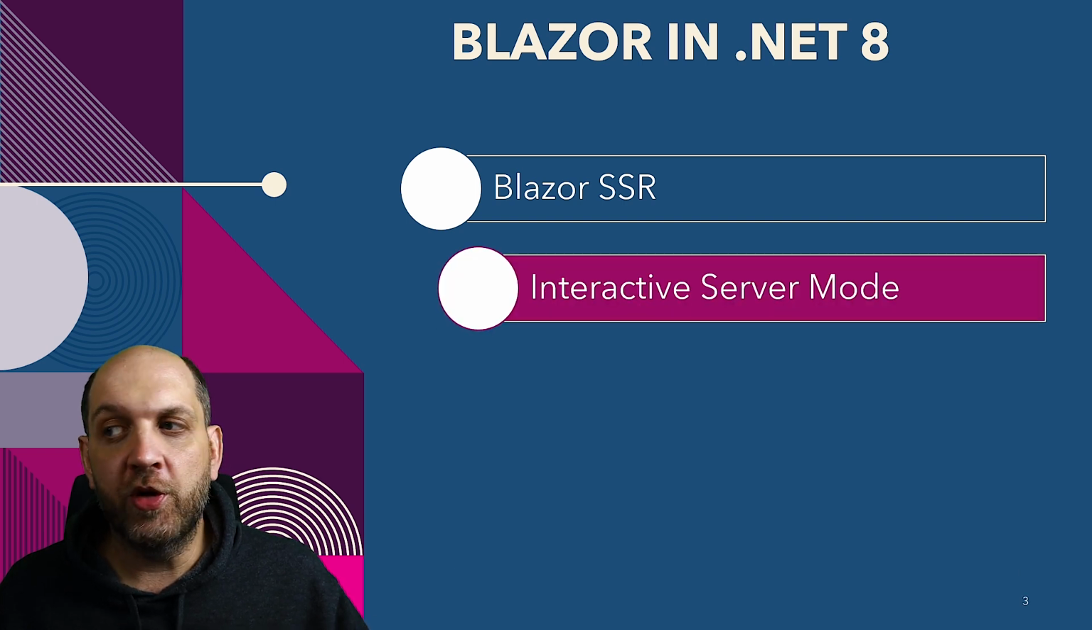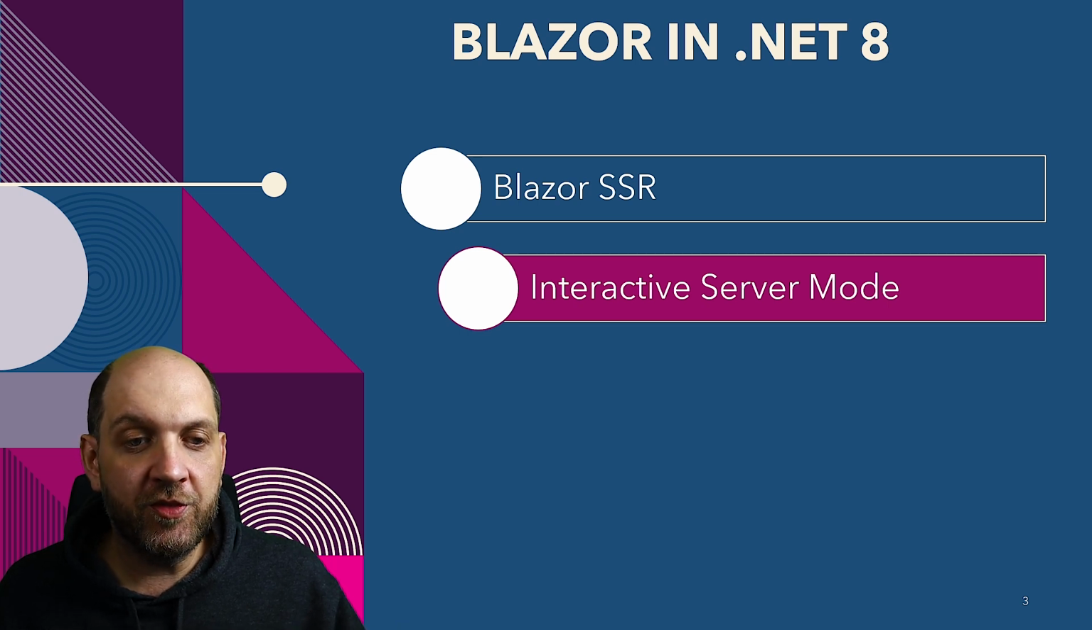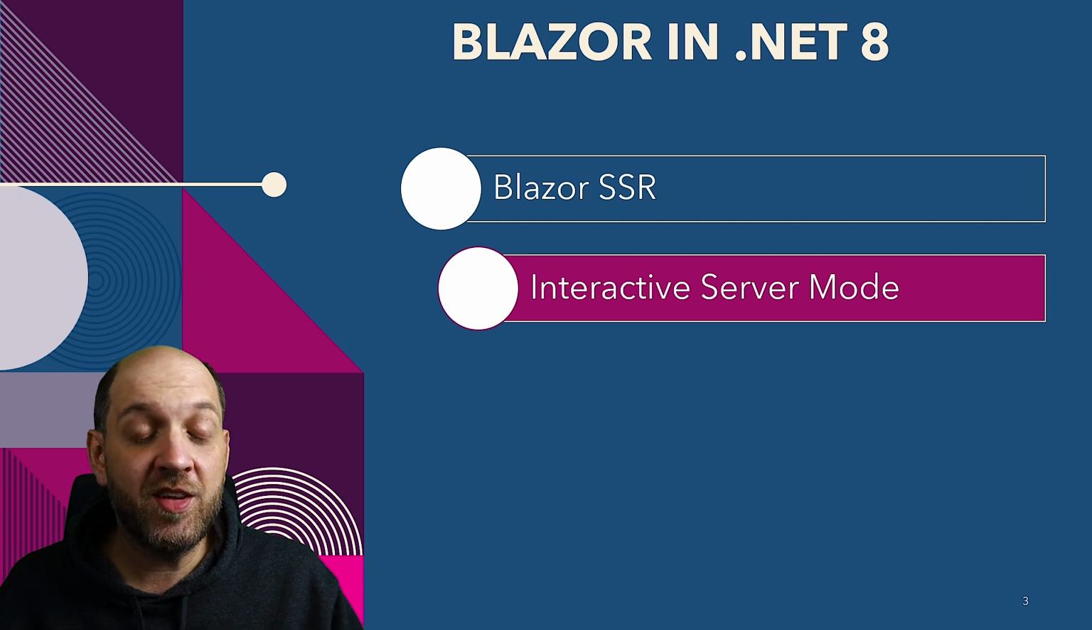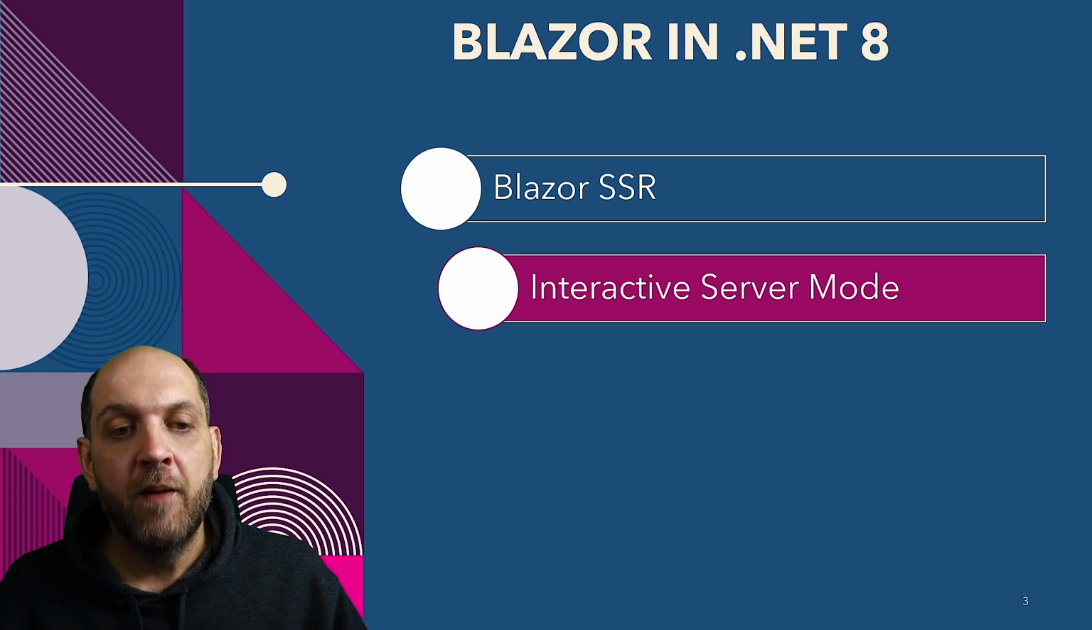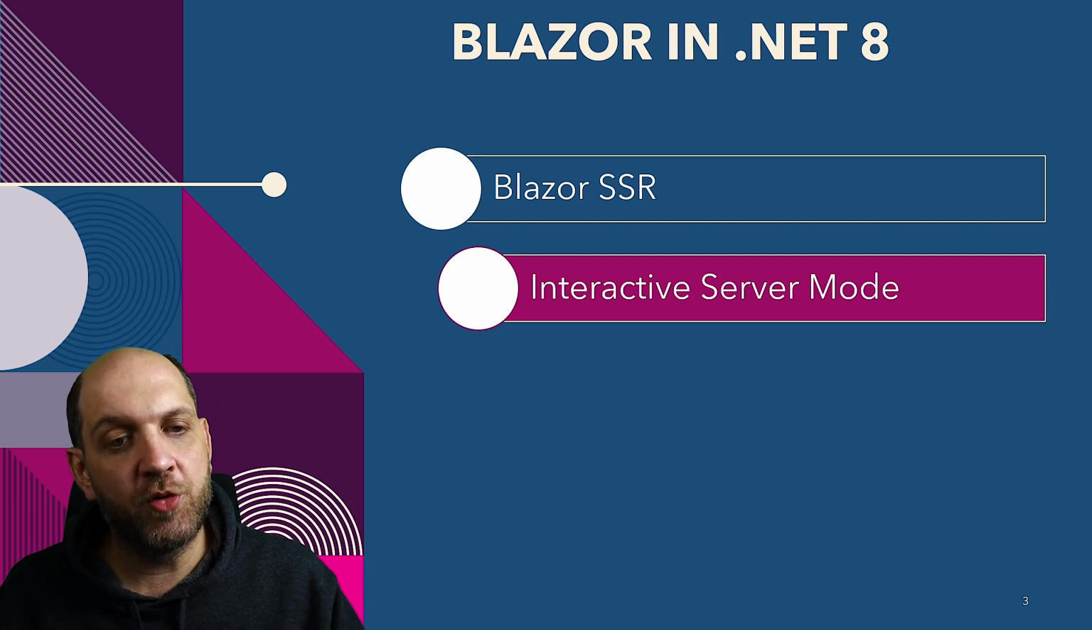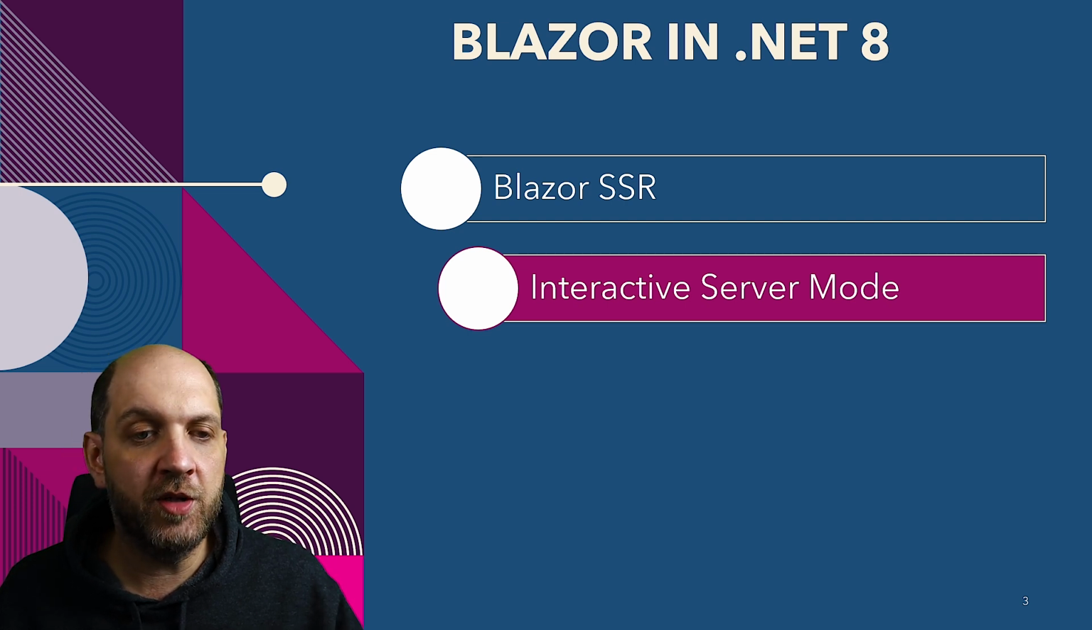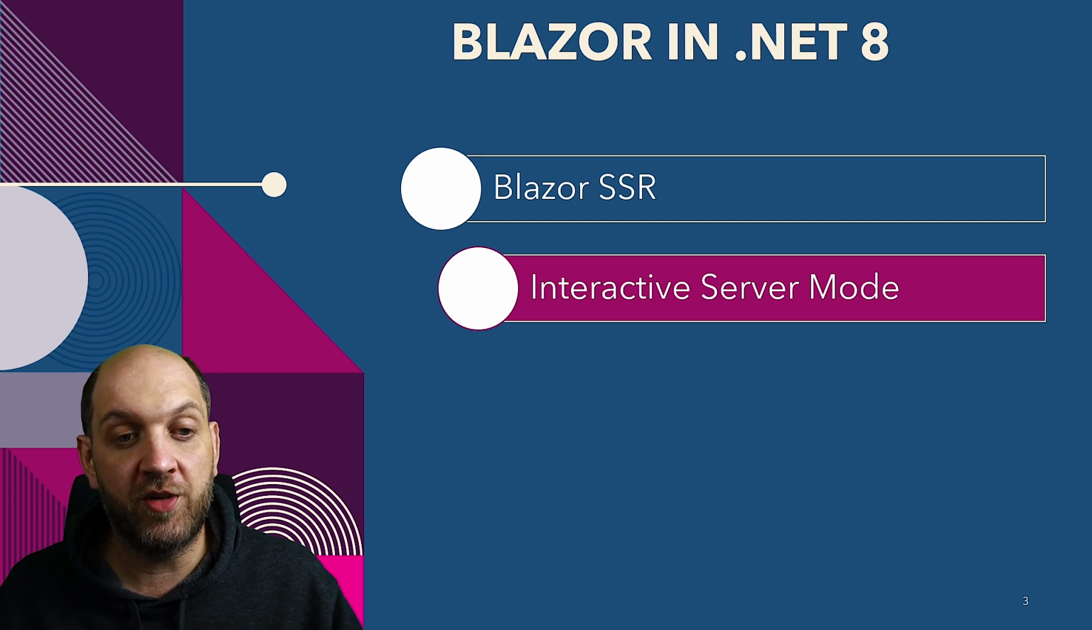We could use, for instance, what is called the interactive server mode. The interactive server mode works exactly the same as the Blazor Server hosting model previously. The only difference is that by default, when the application is rendered, you just have the server-side rendering, so no WebSocket connection is established. But the moment a component marked with interactive server mode needs to be rendered, the WebSockets connection will be established, a circuit will be established, and everything works just like in Blazor Server.